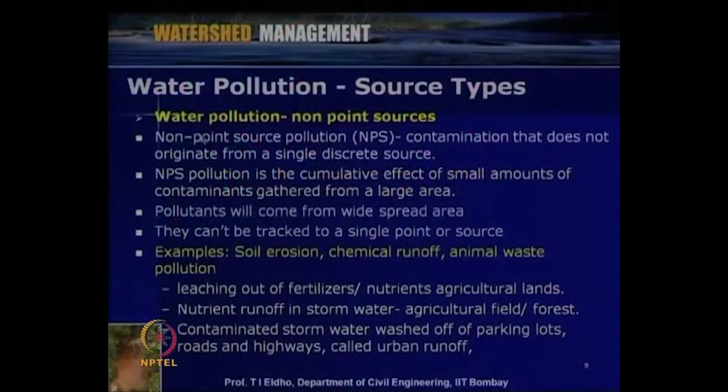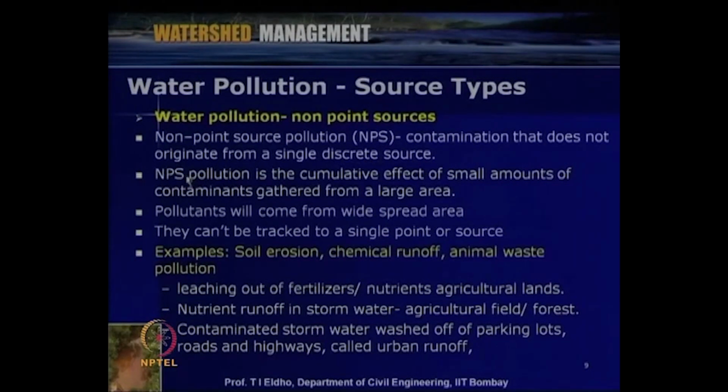And then the other one is the so-called non-point source of pollution. Here, the non-point source of pollution, or NPS, is contamination that does not originate from a single discrete source. So, we cannot easily identify whether it is coming from one particular industry or the like, but it is generally from, say, agricultural lands or the sedimentation coming from the watersheds, etc.